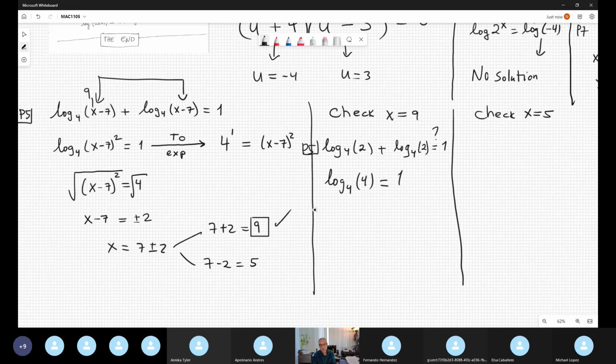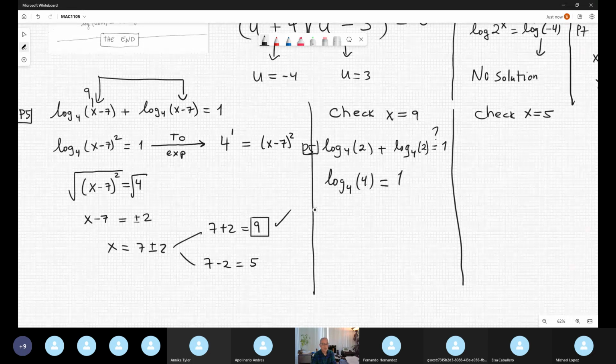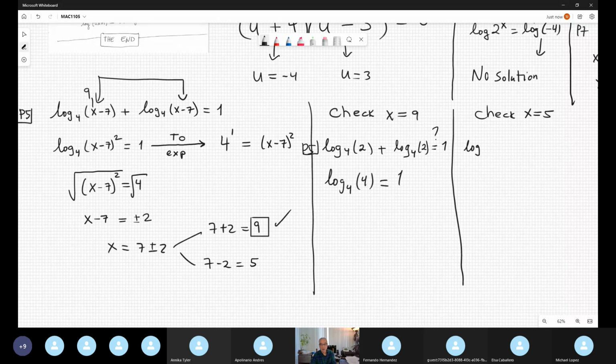So 9 is good. Boom. And 5, no. Because immediately you see 5 minus 7 is negative 2, and you start writing logarithm of negative 2. Ooh, no, no, no, because the logarithm of a negative number is totally undefined. Undefined means error. Therefore, I know the solution is 9 only. The solution set for this logarithmic equation is 9. Cool? Yes.